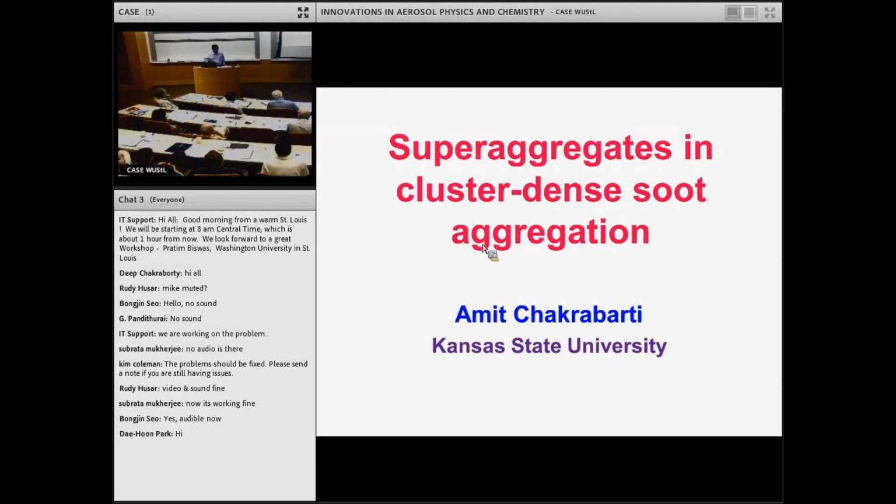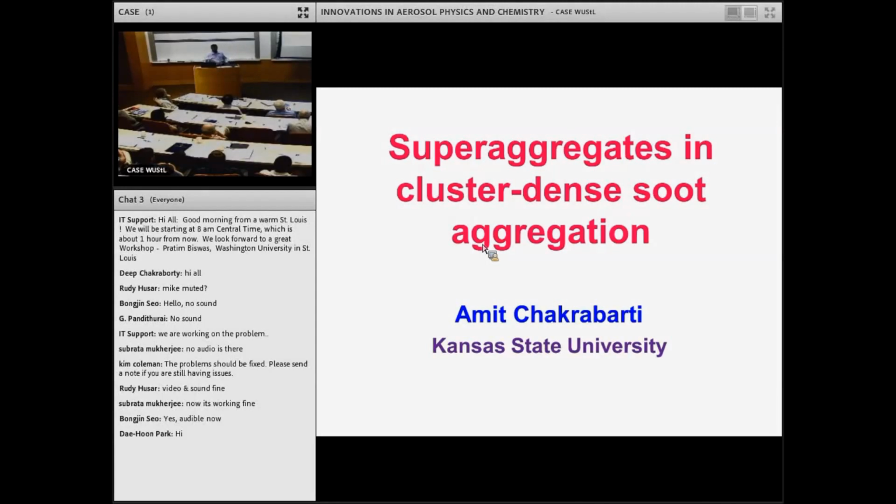I'm going to talk about something very different. I'm going to talk about some of the large-scale simulations that we are doing in our laboratory and in collaboration with our experimental group of Chris Sorensen. And we're going to talk about morphology of soot clusters.